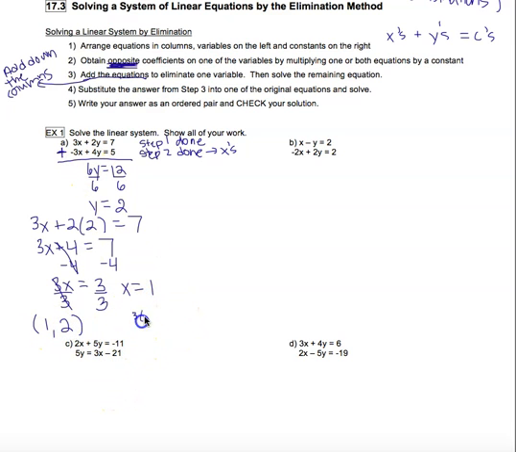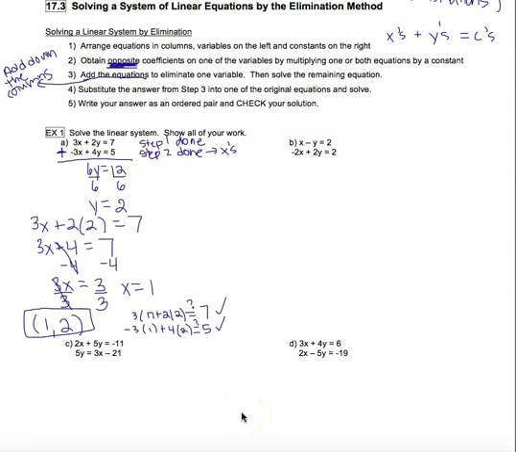So 3 times 1 plus 2 times 2, I'm seeing if that equals 7. 3 plus 4, yes, does equal 7. So it checks in that top equation. Now I'm going to check it in the bottom equation. Negative 3 times 1 plus 4 times 2, and I'm checking to see if that equals 5. So I get negative 3 plus 8, which yes is 5. So (1, 2) is my ordered pair solution.